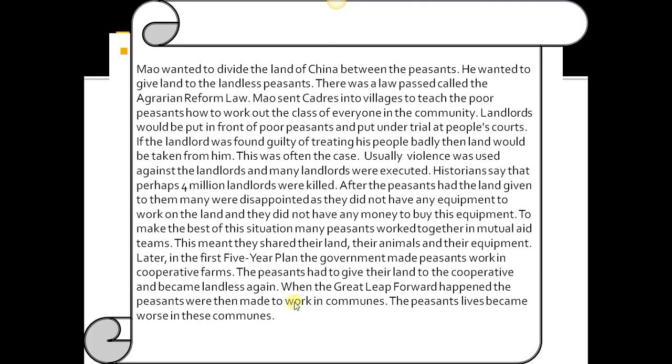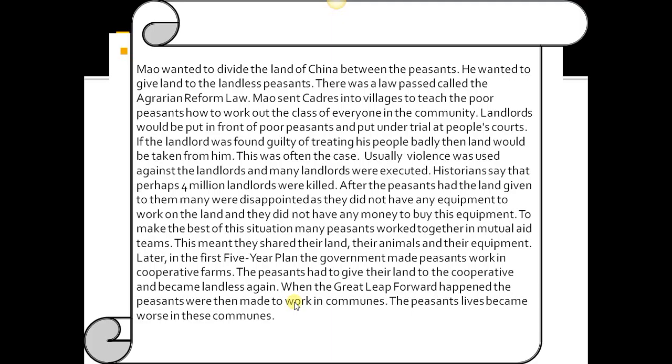After the peasants had the land given to them, many were disappointed as they did not have any equipment to work on the land, and they did not have any money to buy this equipment. To make the best of this situation, many peasants worked together in mutual aid teams. This meant they shared their land, their animals, and their equipment.